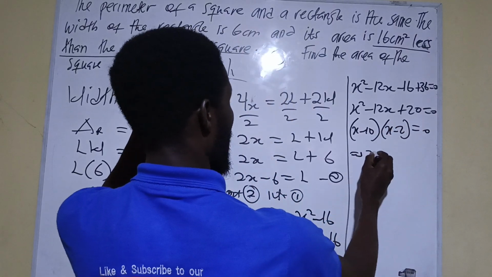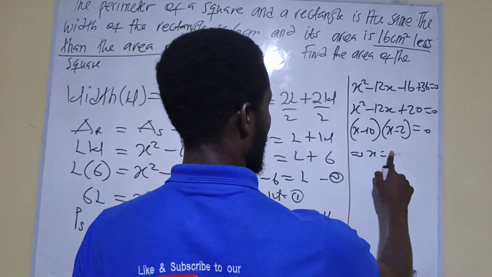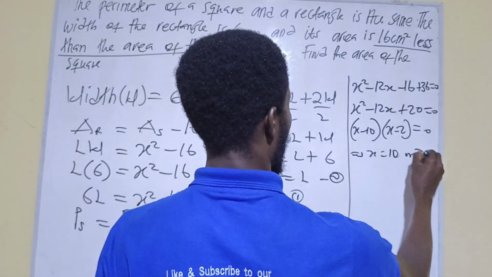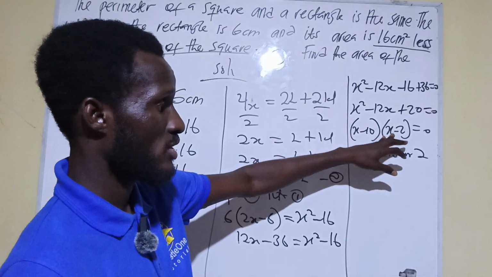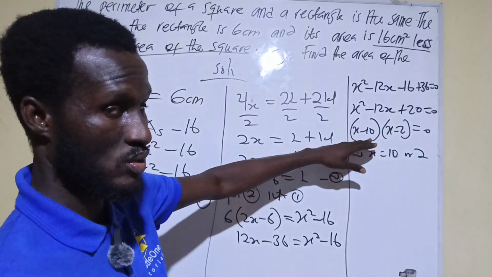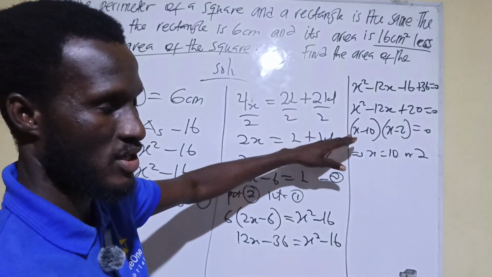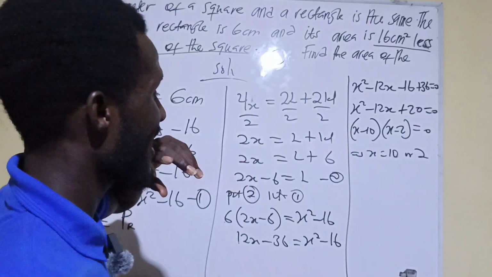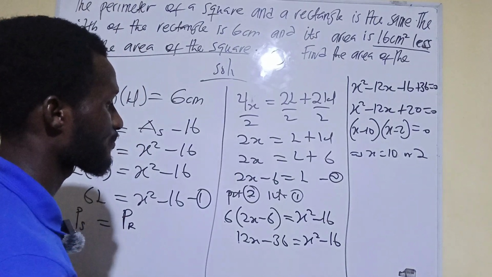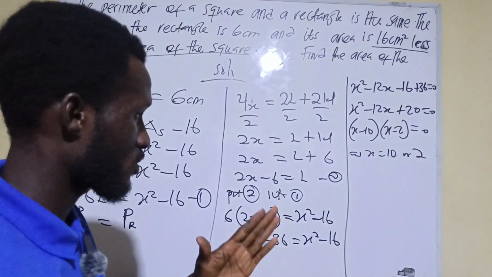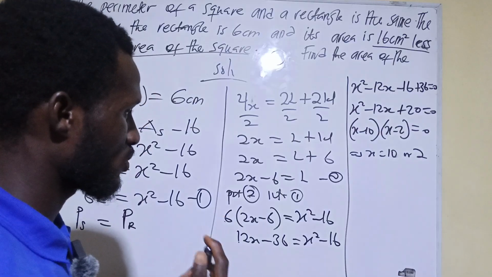Now this one means that x is equal to 10 or x is equal to 2. When you equate this one to 0, we're going to get x equals 10 or x equals 2. Yeah, this one is factorization. You can use a calculator or anything. Now let's see the one that will be the correct answer. I want to verify some answers here before I continue.